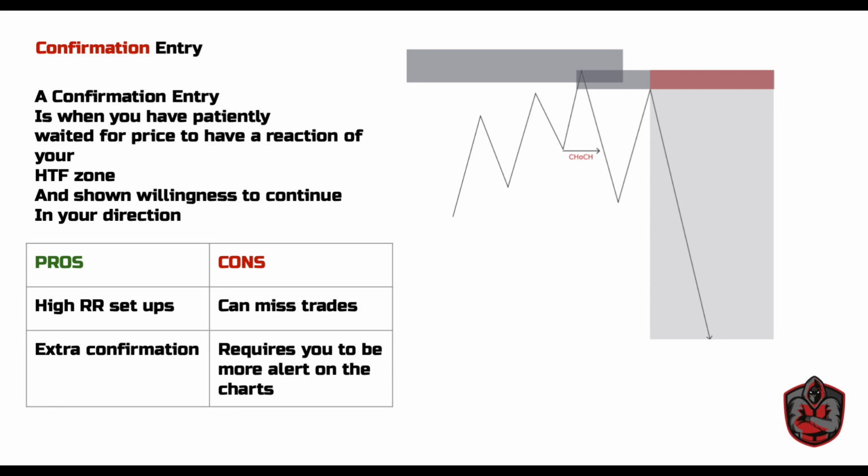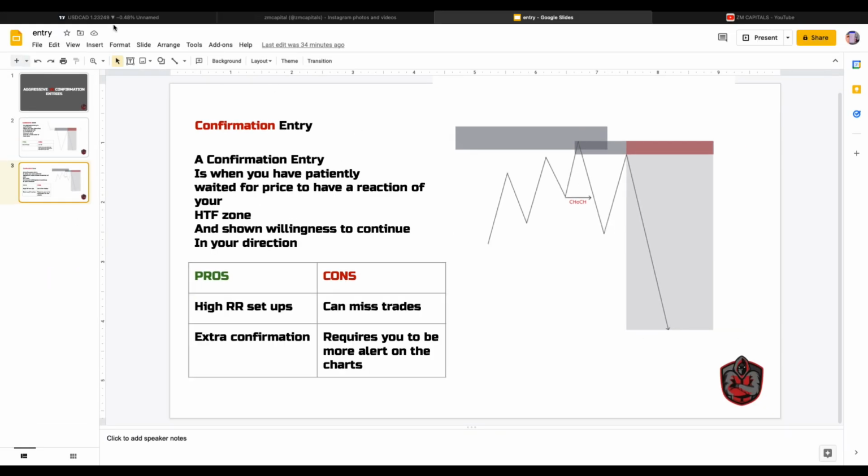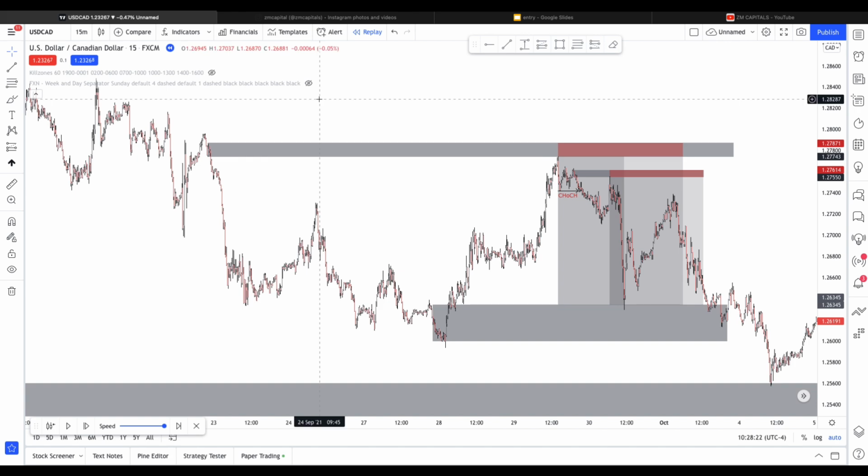I personally vary between the two. I don't always wait for a confirmation. Sometimes I do enter with an aggressive entry. But to be honest, it all depends on the setup. Now that I've made that clear, let's go through some of the trades.